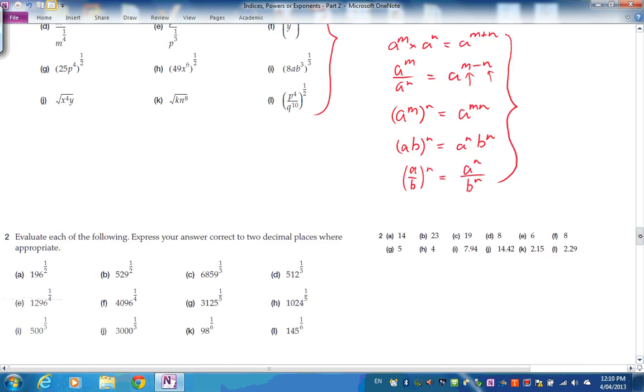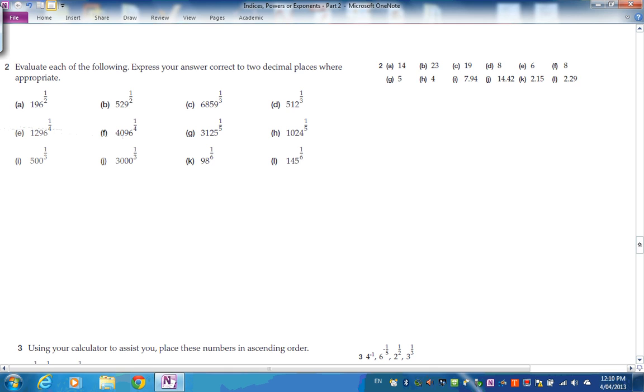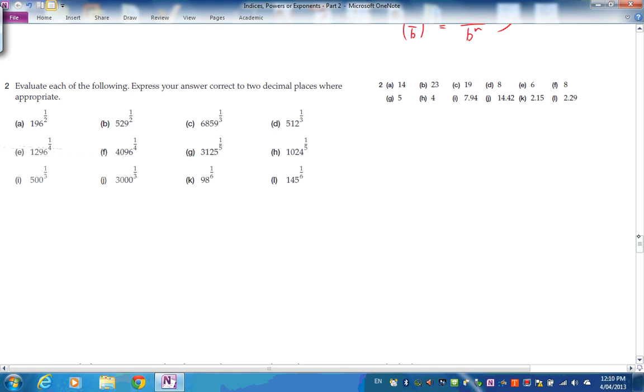All right, moving on then, let's have a look at question 2. So in question 2 here, evaluating the following. This is graphics display calculator practice. So I wouldn't do all of them. Do maybe half of them. Do alternate parts, maybe A, C, E. Just make sure you can get these answers on your calculator. Okay, so pause the presentation and have a go.